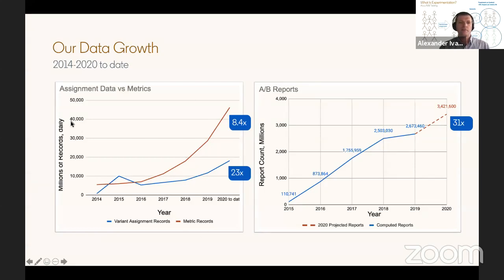And here's what our input data sizes look like. They are on the left. The assignment and metric data both experienced high growth. We processed 23 times more of the assignment data and 8.5 times more of the metric data compared to 2014. And A/B report generation requests are also much larger in size. So we will process around 3.5 million A/B report generation requests this year. So that's a pretty high number.